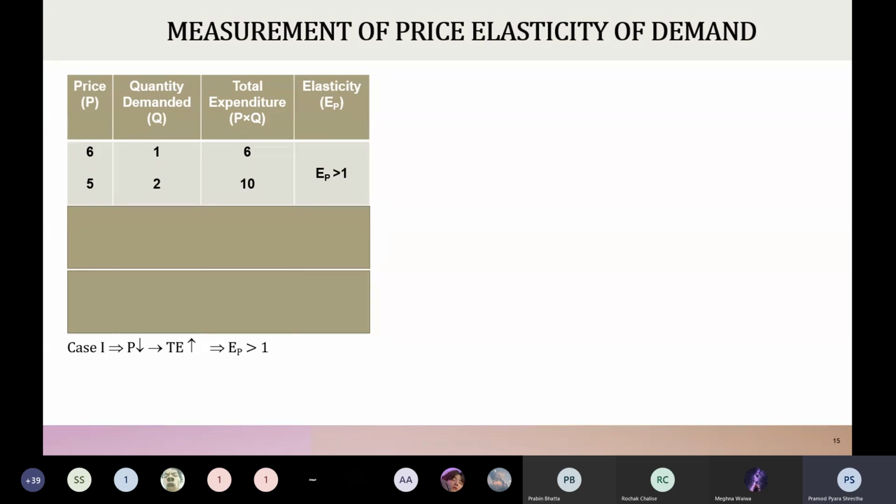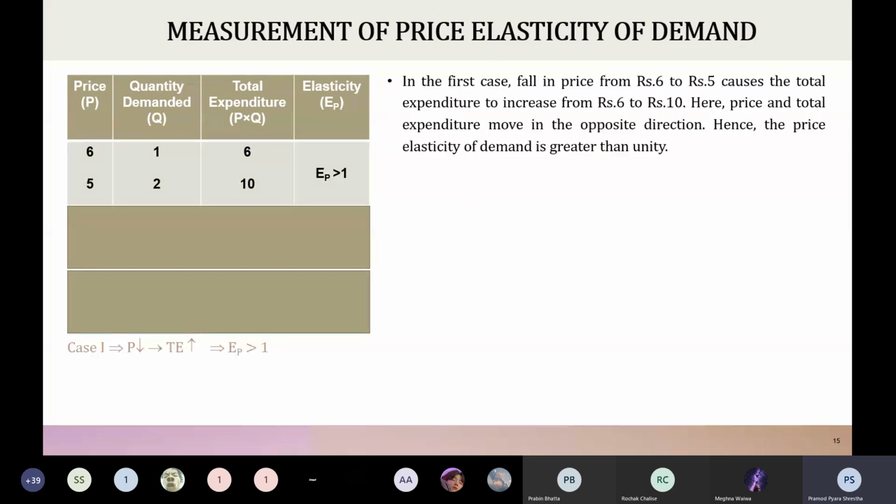So this is the case of EP is greater than 1. This is the first case where price falls and total expenditure increases. And this portion of the table can be explained like this. In the first case, the table shows that the fall in price from rupees 6 to rupees 5 causes the total expenditure to increase from rupees 6 to rupees 10. Here price and total expenditure move in the opposite direction, which shows the elasticity of demand greater than unity.